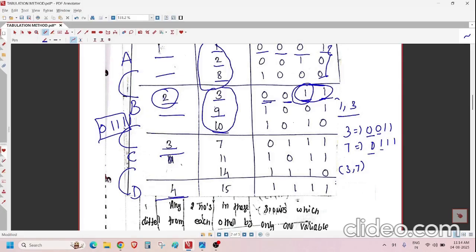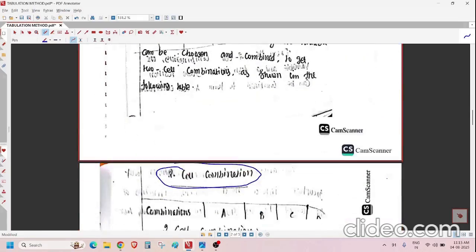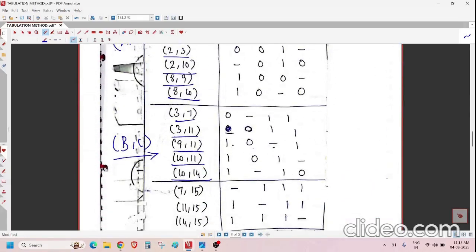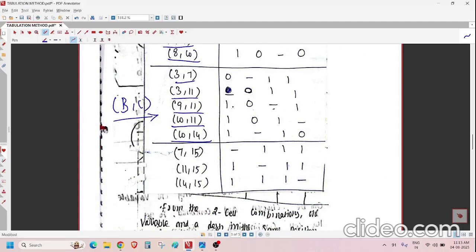0 0, no issue, and 0 1, so one bit is changed, and 1 1, no changes, again 1 and 1. So this 3 comma 7 combination is a valid combination, which will be present in the two cell combination table. We mention it like this: 0 dash 1 1. That is the concept of two cell combination. I hope you understand. You have to combine the A row with the B row, the B row with the C row, and then the C row with the D row. So this is the combination of C with D. A comma B, B comma C, and C comma D. Now the two cell combination table is over.